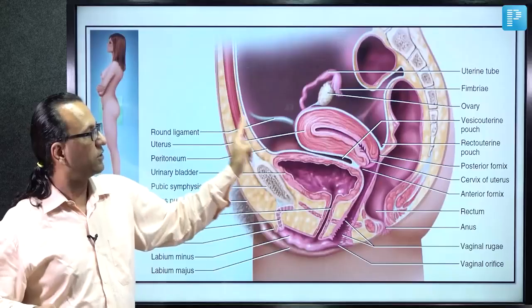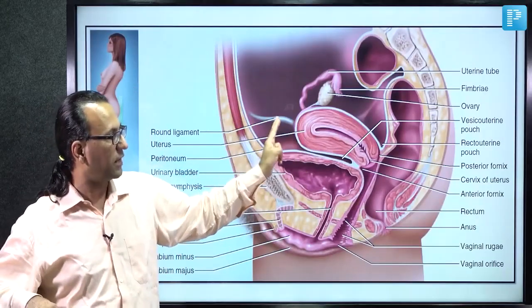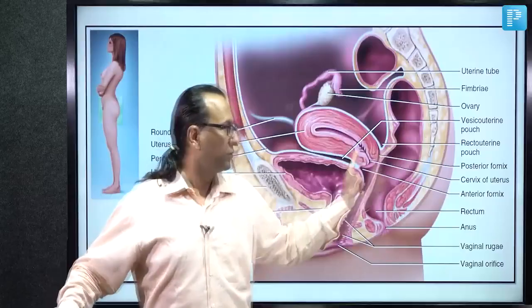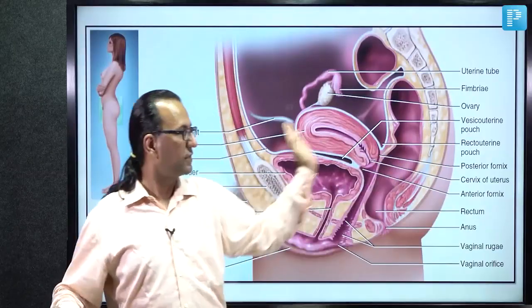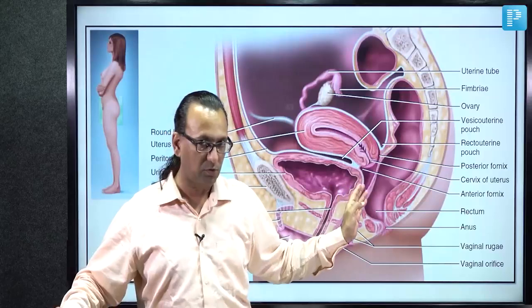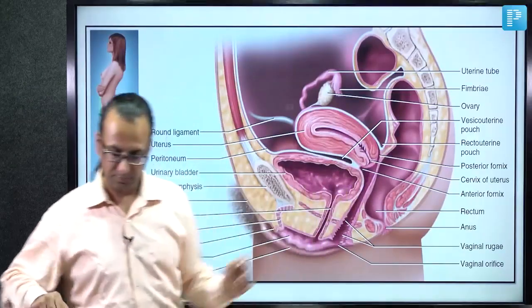It will be held by the round ligament of uterus, which is pulling the uterus forward, and there will be one sacro-uterine ligament which will be pulling posteriorly, so they maintain some angle which we need to discuss. But first, let us talk about some pelvic fascia condensations.